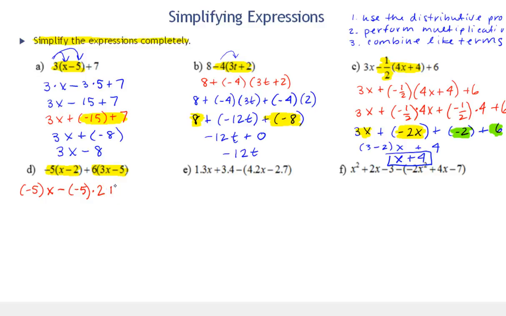Now the next part is plus 6 times 3x. Then we have a minus sign, so minus 6 times 5. Okay. So we use the distributive property. Now let's perform the multiplications. So -5 times x is equivalent to -5x. Keep the subtraction. -5 times 2 is -10.